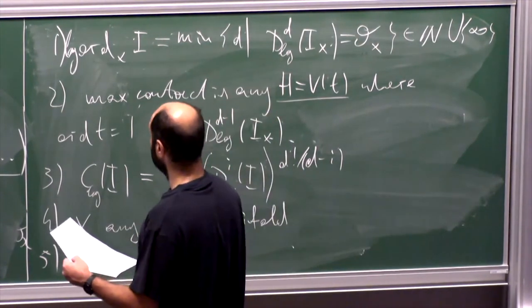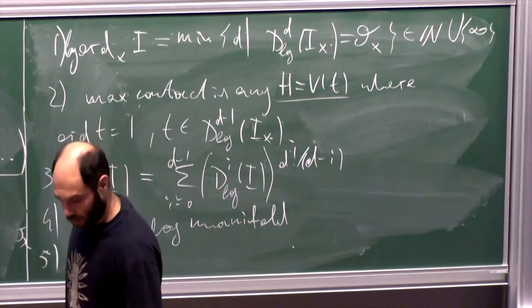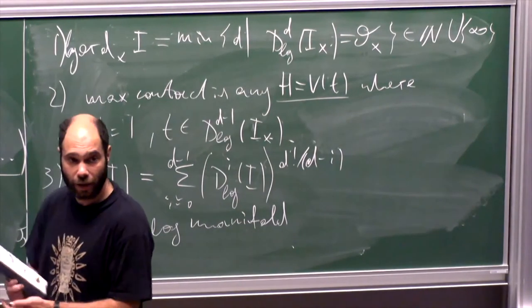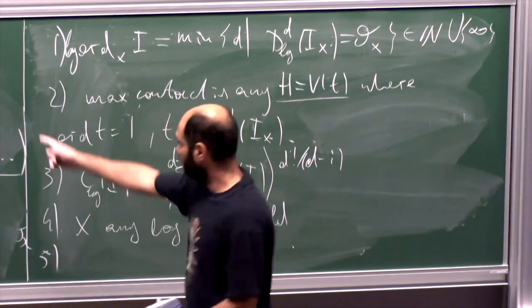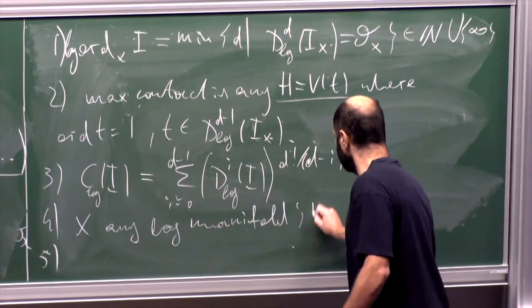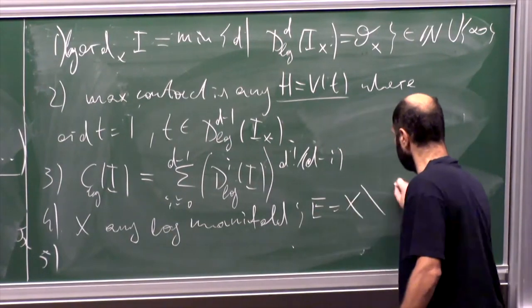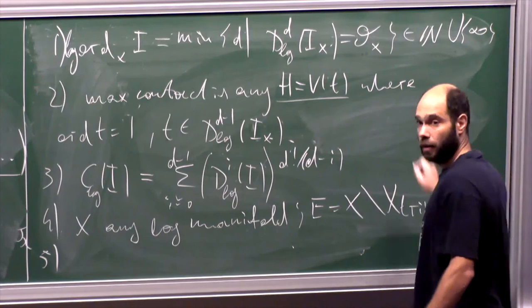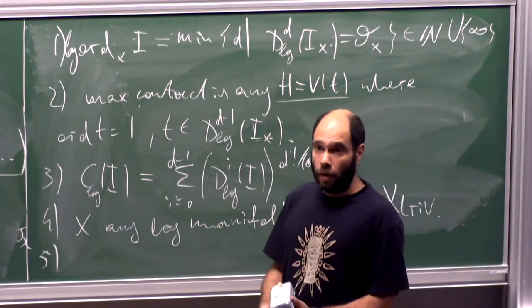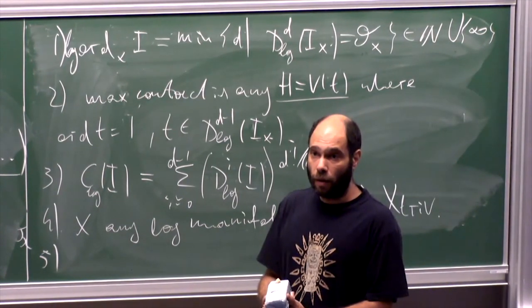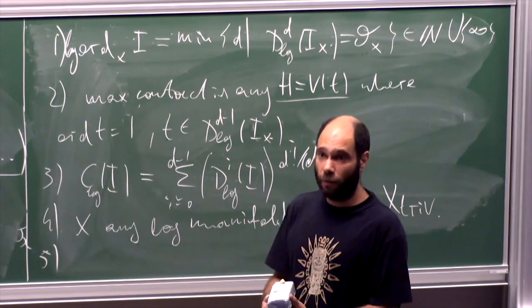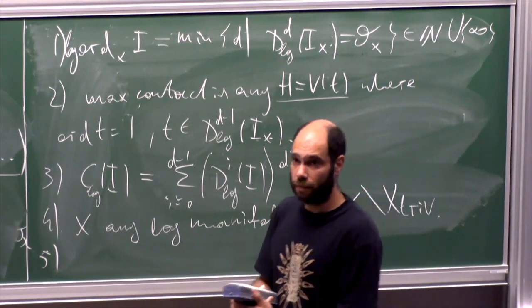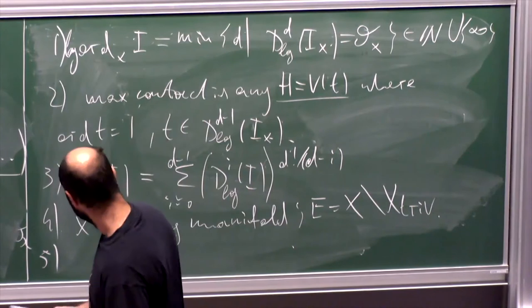Okay, I prefer to go to another board. What about E, the boundary? The boundary is what I wrote there. E is just X minus X trivial. So a log manifold is an fs smooth, or what is a log manifold? Yes, fs smooth. Yes. Log smooth. Log smooth.